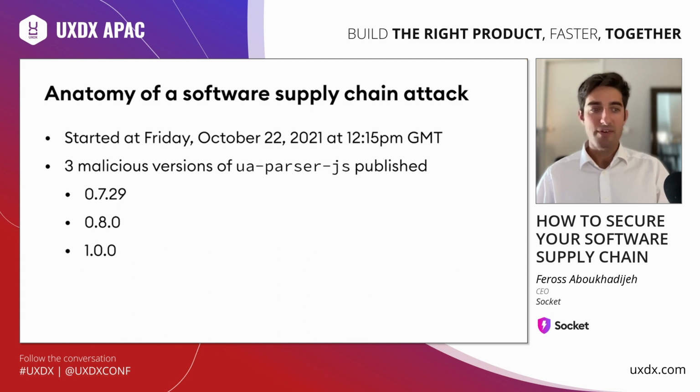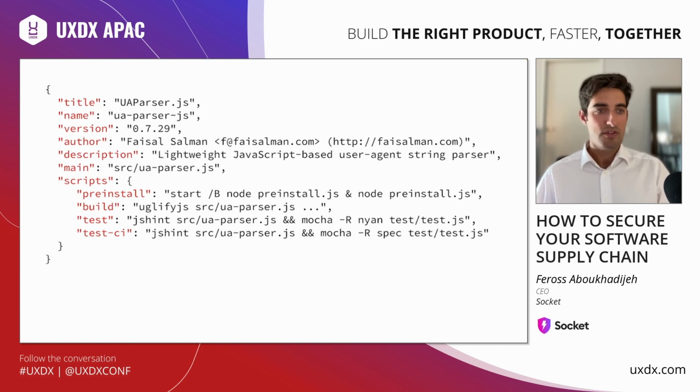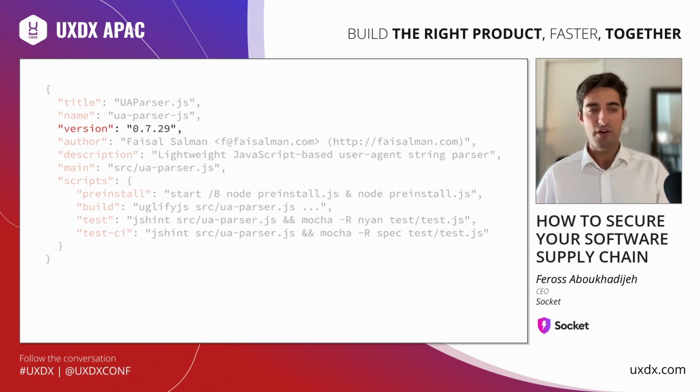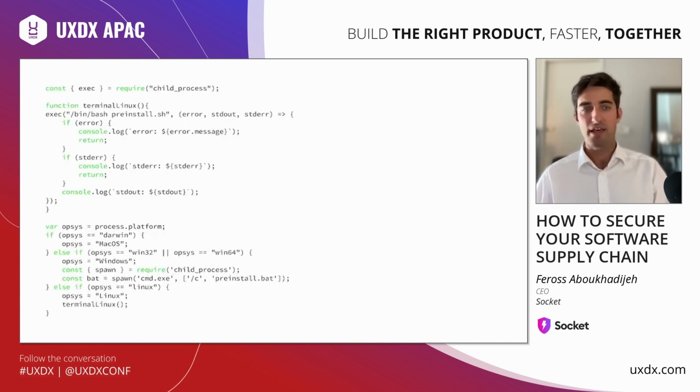So what I want to do now is actually jump into that malware and give you a peek to see what it did. So this is the package.json file that makes up the package, and I'll draw your attention to the new version here, as well as the pre-install script on this line. And this script is just simply running a file called preinstall.js, which is where the malware lives. So if you open up that file, this is what it looks like.